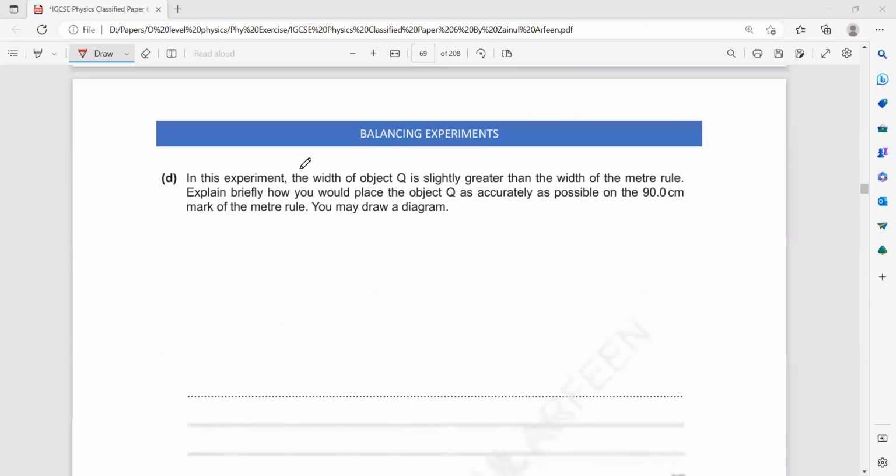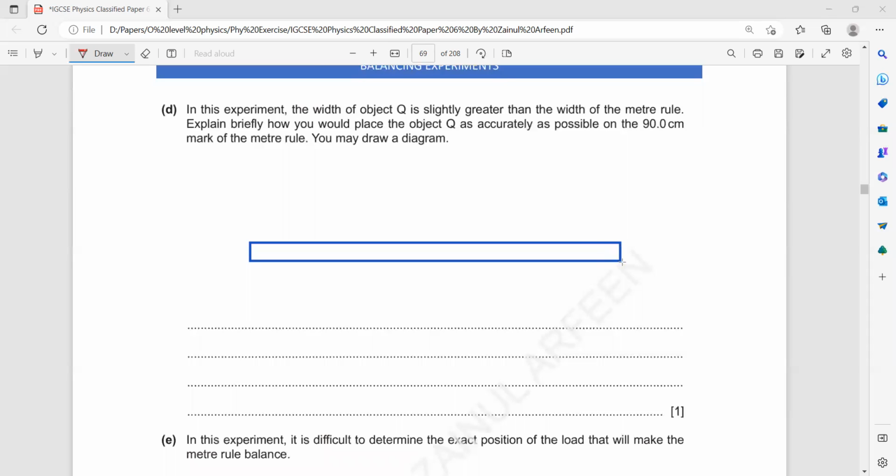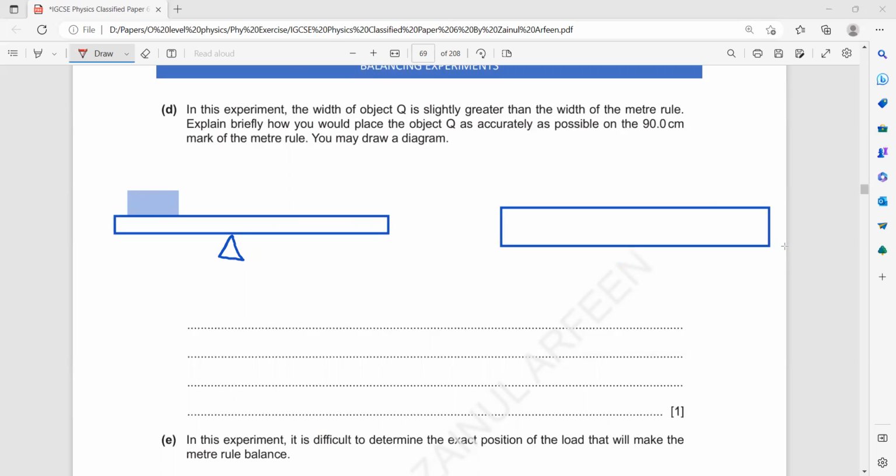The next part, in this experiment, the width of a load Q is slightly greater than the width of a meter rule. For example, if this is a meter rule or a meter scale, looking from the sideways, it will look like this. But if we are looking from the top, it will look like this.